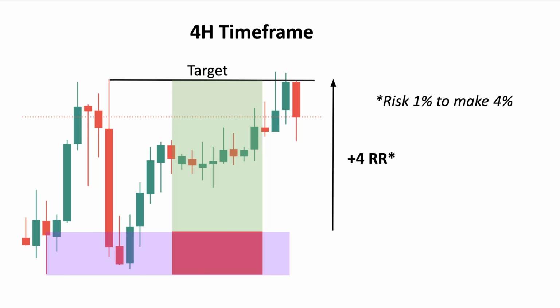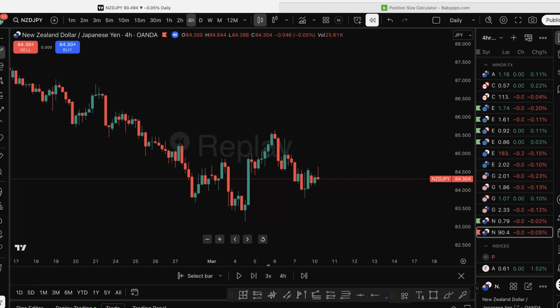You're risking $1 to make $4 in return. So we're turning the same trades into massively profitable positions just by refining the zones. And we get that beautiful sniper entry. Now that you understand zone refinement, let's look at this on a real chart.